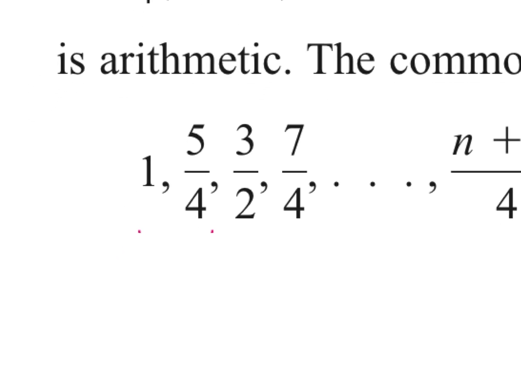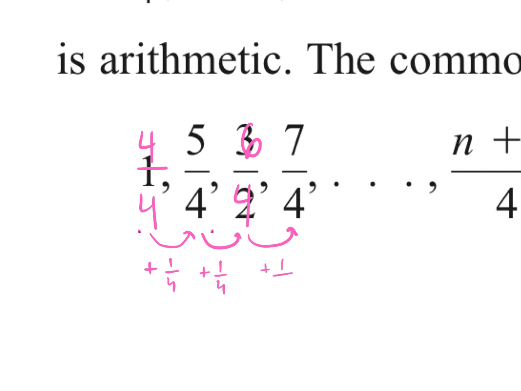Looking at C, what are we adding to get from one number to the next here? It's a little bit harder to tell when it's fractions. It may be easier to give everything a common denominator so we can see a little bit more clearly what we're adding. If I changed 1 to have a denominator of 4, that would be 4 over 4. And if I changed 3 over 2 to have a denominator of 4, this would be 6 over 4. So now let's think about it. What are we adding to get from one number to the next? 1/4. Awesome. So our common difference would be 1/4.